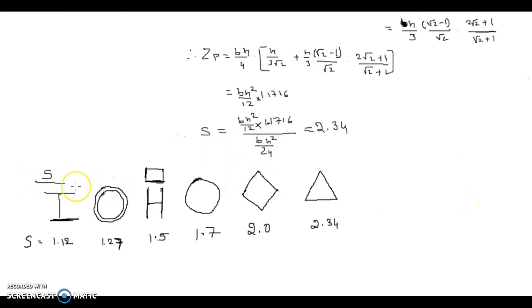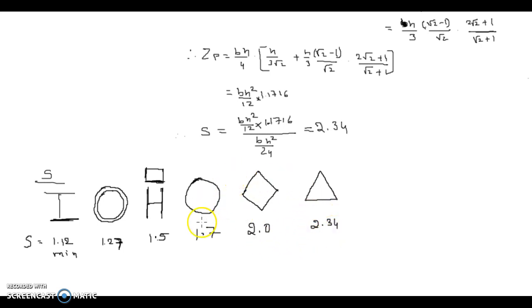And if I take many of these sections and arrange them in increasing shape factor value, this is how it looks. The first one is an I section and a hollow circular section, H section, or any rectangular or square section, and solid circular section, and this is rhombus, and this is triangle. So this is how it is. This is the minimum value we got here. The I section has the least shape factor, and the triangular section has the highest shape factor.